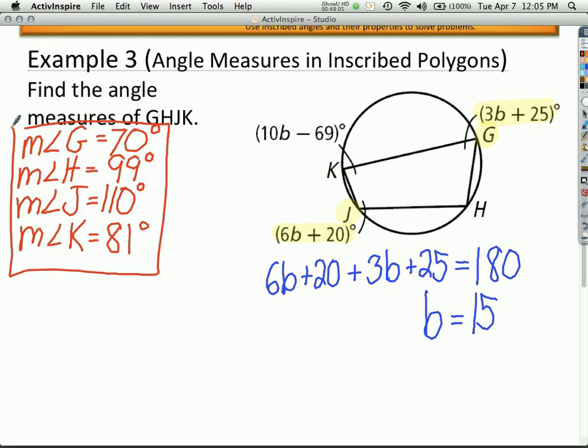Any questions on how we did that, Alicia? 70 and 110 is 180. 81 and 99 is 180. 180 and 180 is 360. Okay. Maybe you're typing something wrong. It's okay. I'll come work with you.